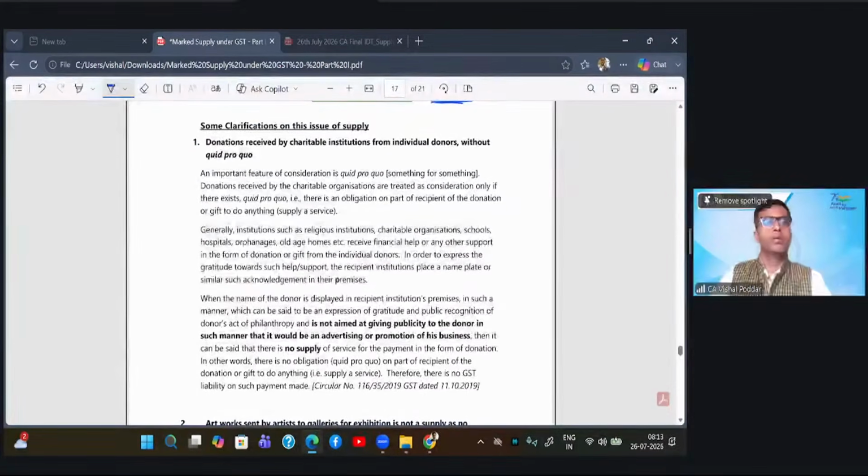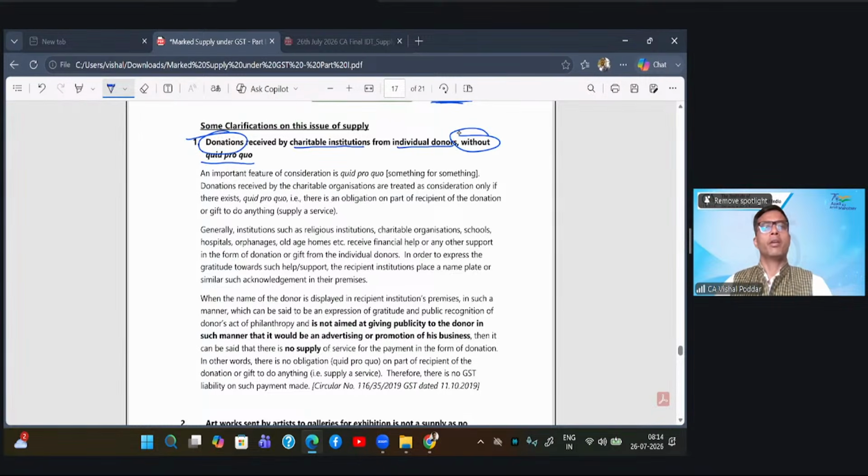Now, relating to the consideration, there are some clarification circulars. So first is whether there is any taxable supply whenever a charitable institution receives donation from an individual sponsor. Now, this is a very common situation, students. Many times we go to a charitable institution and we wish to give them some donation. Now, importantly, when you give them donation, what is it that you are getting in return? Quid pro quo means something in return.